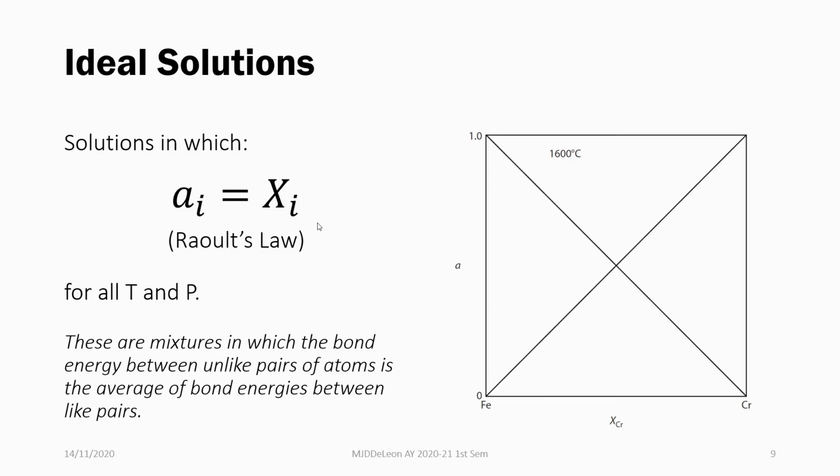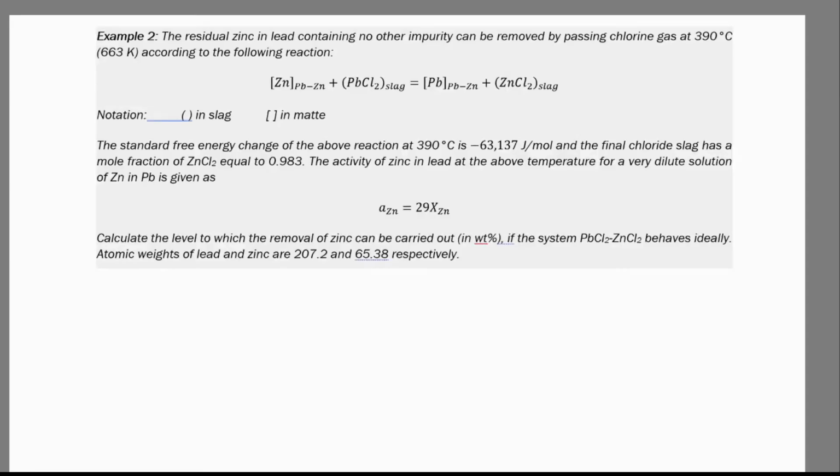Anyway, now that we have some idea on our ideal solutions, let's try to solve a simple problem in extractive metallurgy about our ideal solutions. Example 2, in our module 6: the residual zinc and lead containing no other impurity can be removed by passing chlorine gas at 390 degrees Celsius or 663 Kelvin according to the following reaction. Zinc in our mat plus lead chloride in our slag would form lead in our mat and zinc chloride in our slag. So just a bit of clarification here.